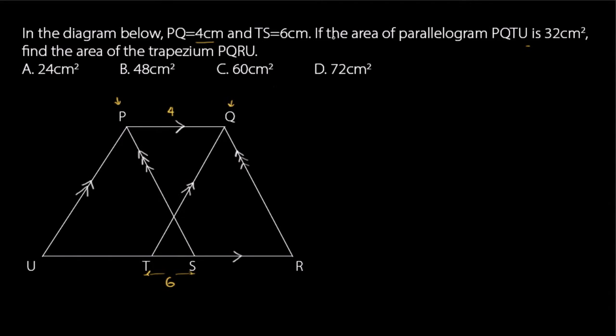And if the area of the parallelogram PQTU is 32 cm square, well, this is the parallelogram here, PQTU. If the area of this parallelogram is 32 cm square, we are told to find the area of PQRU. So this is PQRU here. We want to find the area of this trapezium.